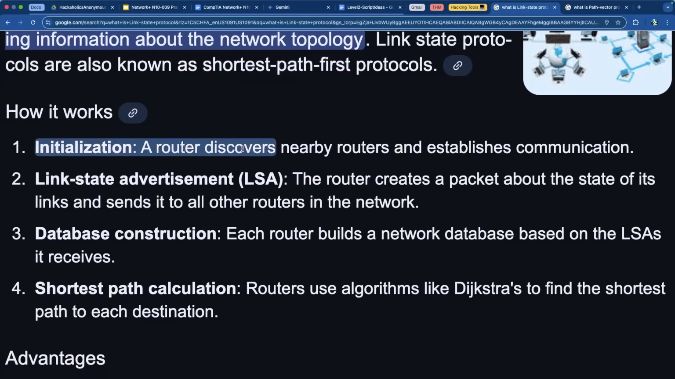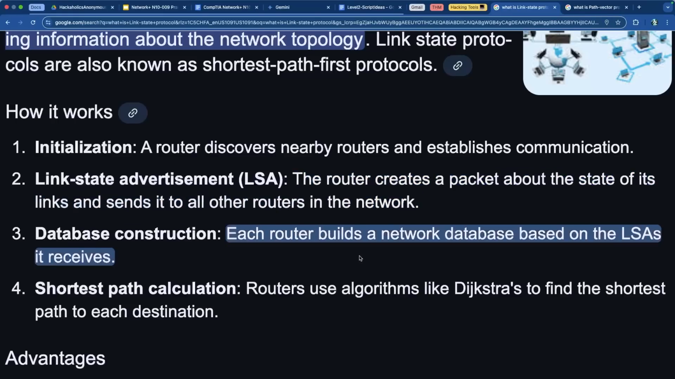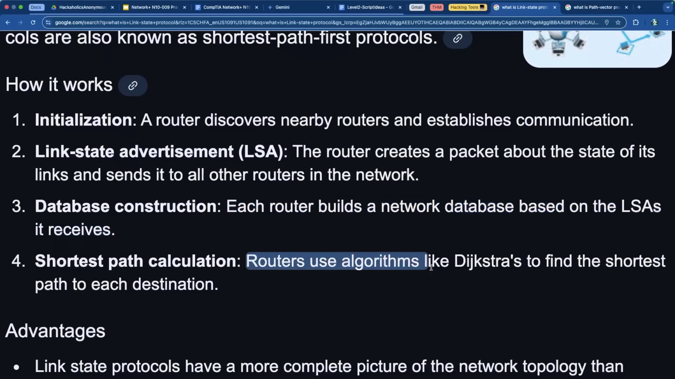The initialization is when a router discovers nearby routers and establishes communication. The link state advertisement, also known as the LSA, is when the router creates a packet about the state of its links and sends it to all of the other routers in the network. Then each router builds a network database based on the link state advertisements that it receives, and then the shortest path is calculated. The routers use algorithms like Dijkstra to find the shortest path to each destination.